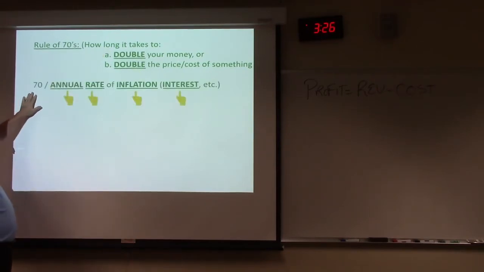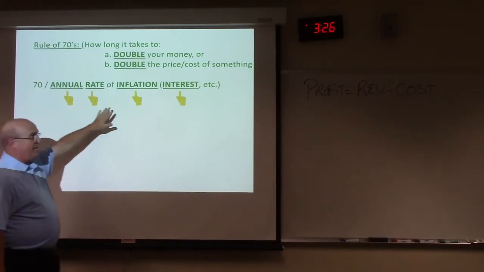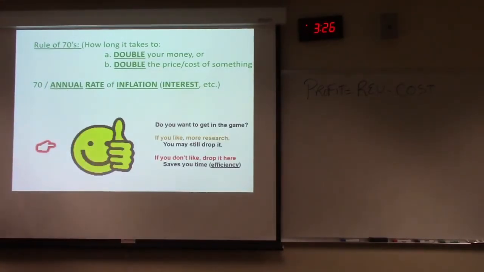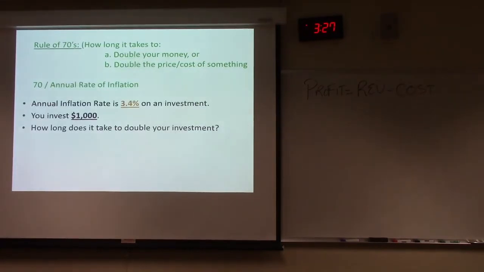It's very simple. 70 divided by the annual rate of inflation or interest that you might get on an investment. Do you want to get in the game? That's the only thing you're looking for. If you like it, do more research. Don't base the decision off of this. If you don't like it, stop here. Don't waste your time. So you're efficiently using your time if you take a look at this rule of 70s.